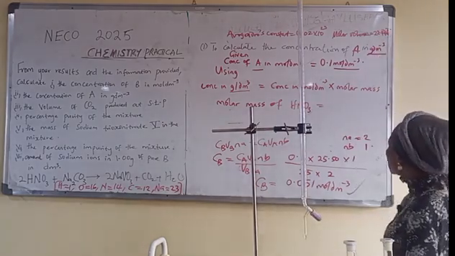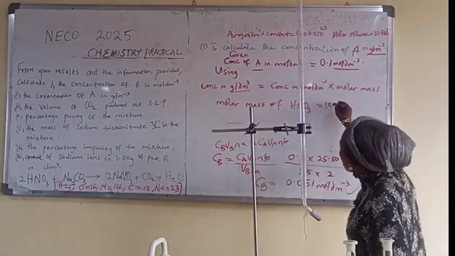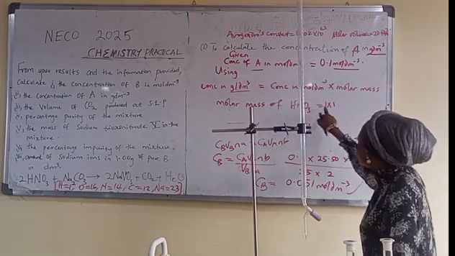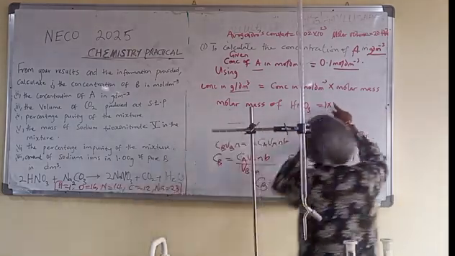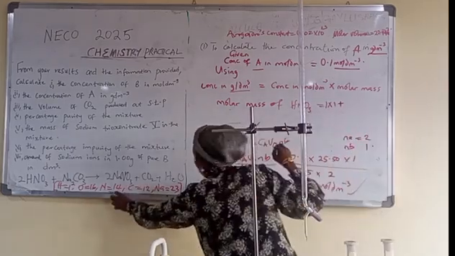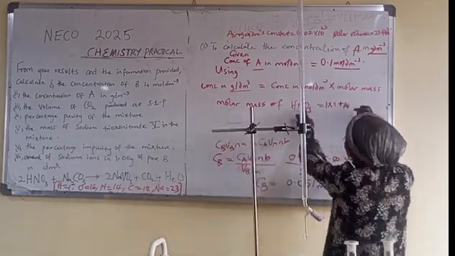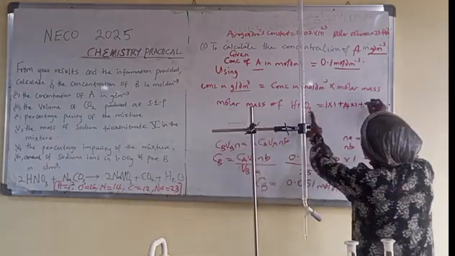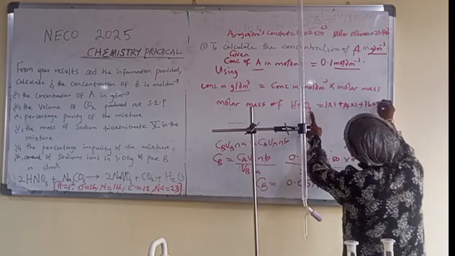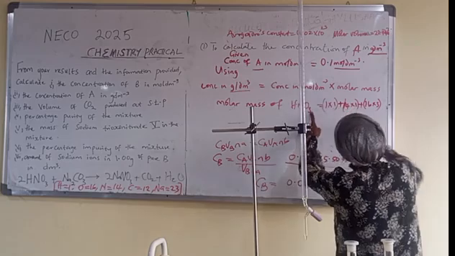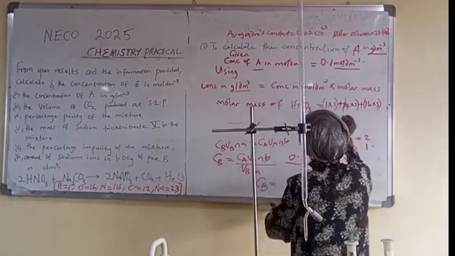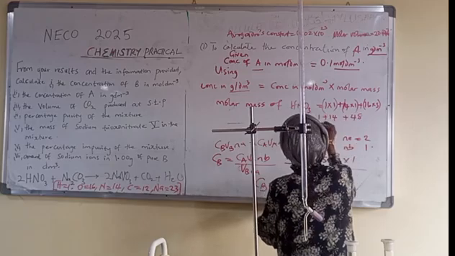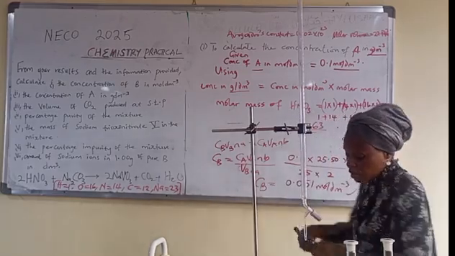So to calculate the molar mass of HNO3: hydrogen, only one atom, is 1 times 1, plus nitrogen is 14, how many atoms? Only 1, so 1 times 14, plus oxygen is 16. How many atoms of oxygen? We have 3, so it will be 16 times 3. So use your atomic masses and get the answer: 1 plus 14 plus 48. I think this one gives us 63. So the molar mass of your acid is 63.